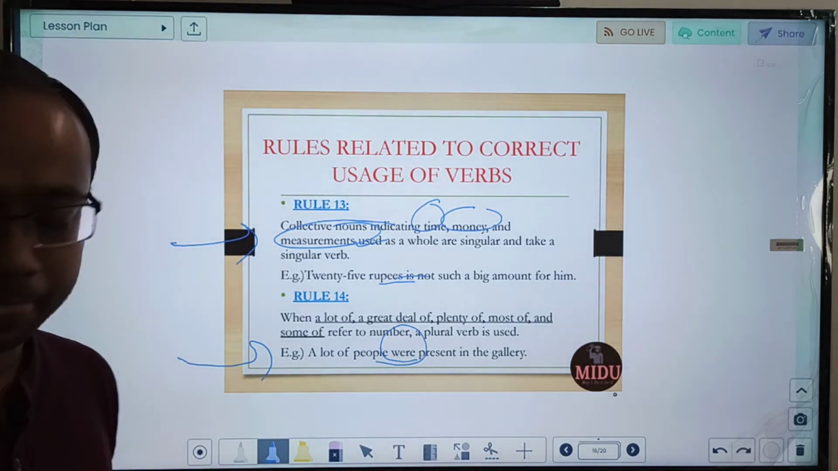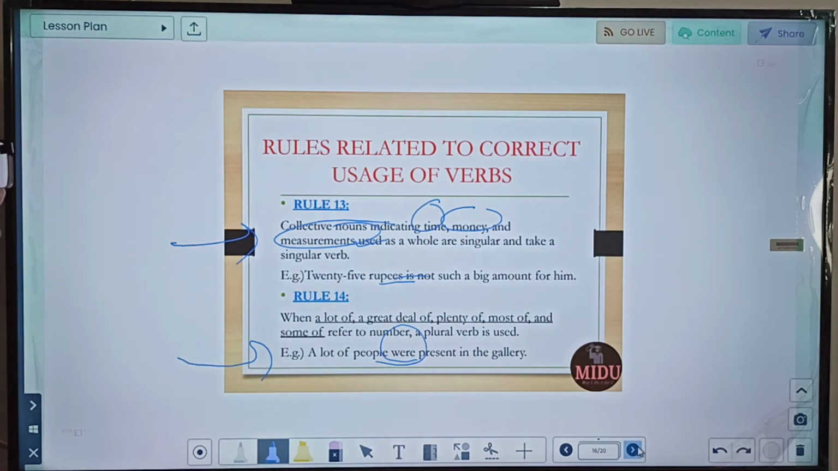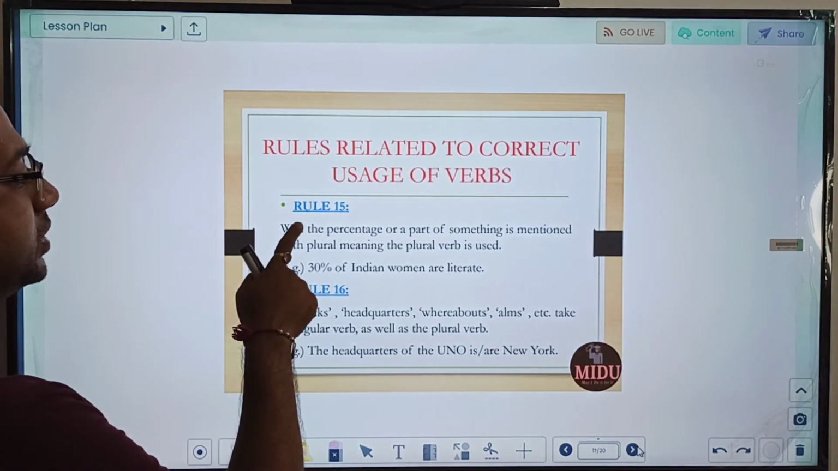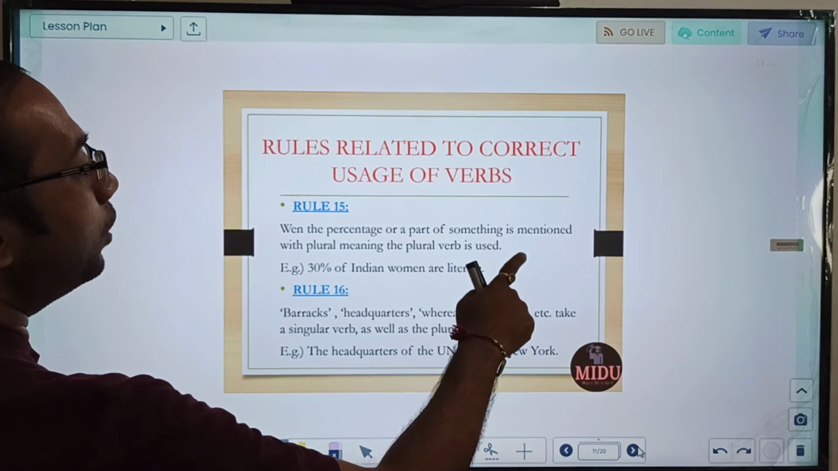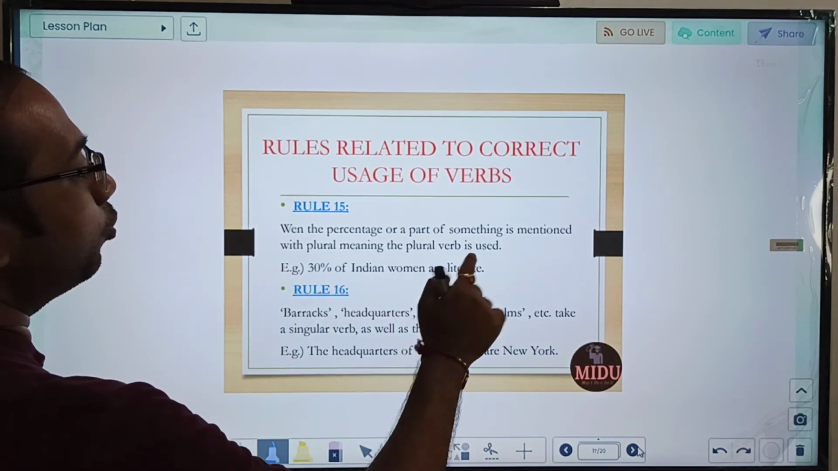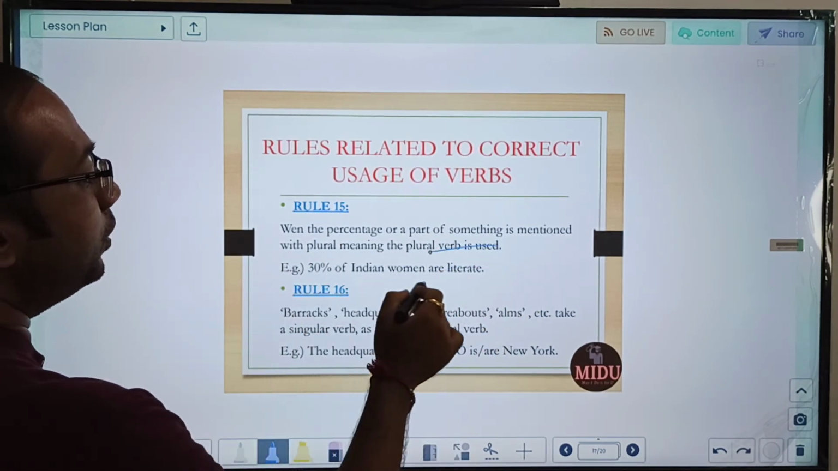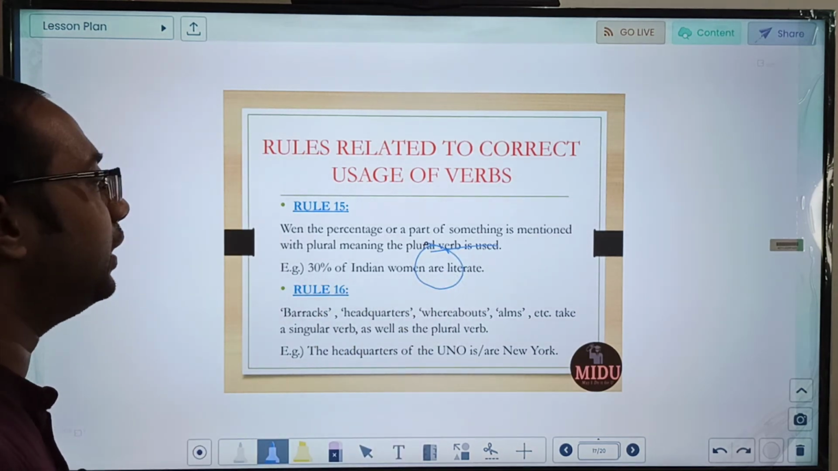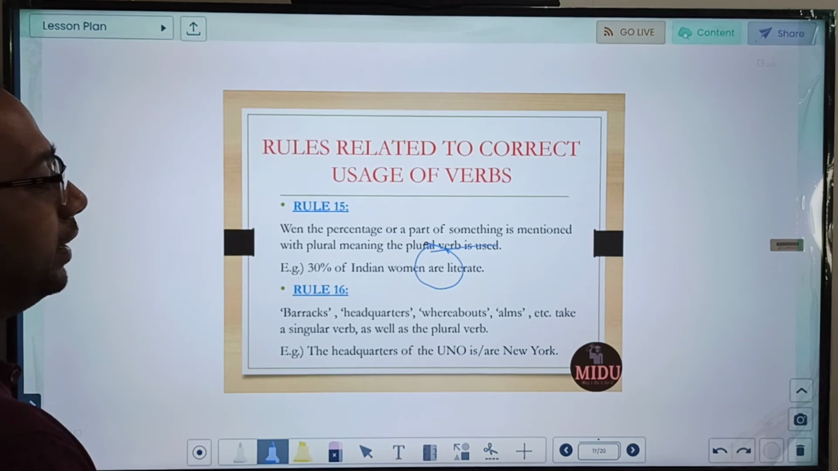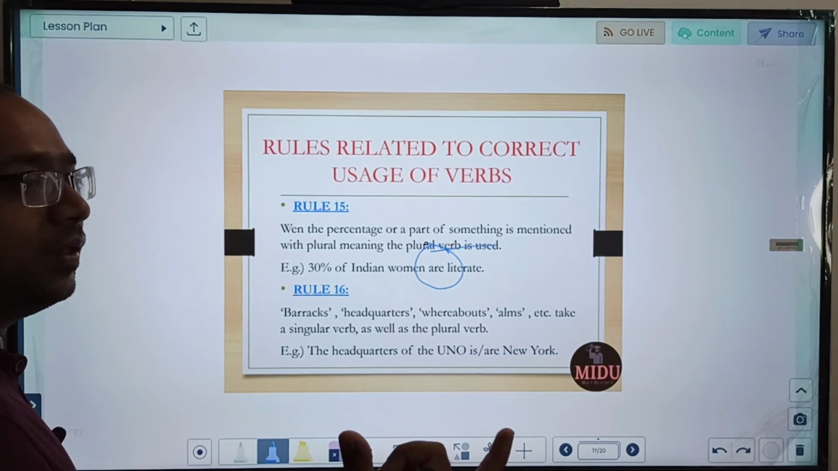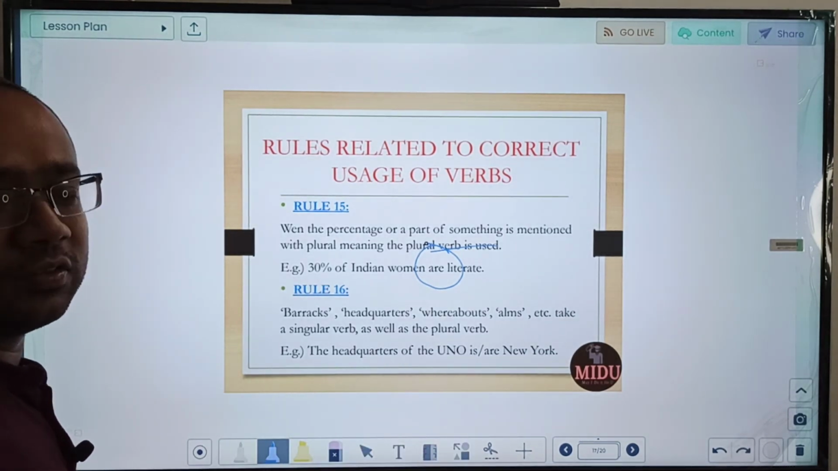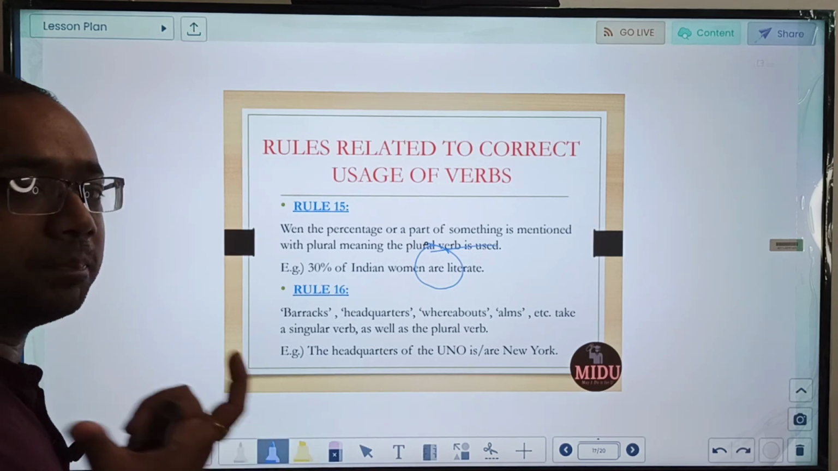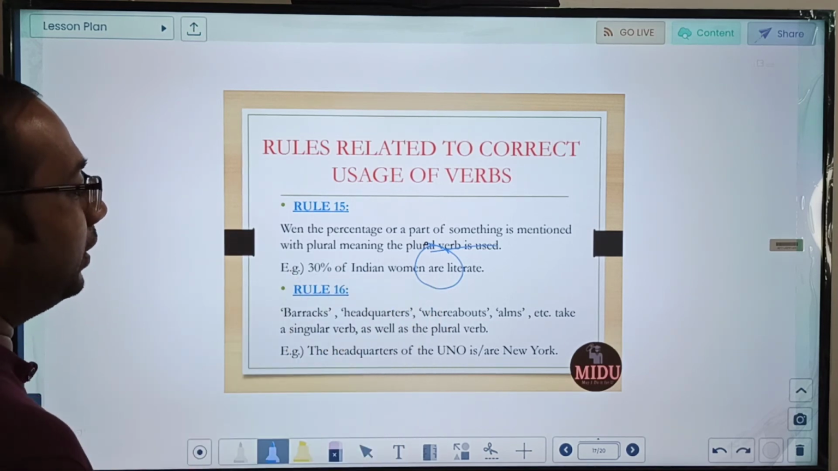So our next rule, rule number 15, states that when the percentage or a part of something is mentioned with plural meaning, the plural verb is used. So, 30% of Indian women are literate. So this is something plural in meaning. 30% of Indian women means a plural number, right? Whatever the women population is, 50 crore, 60 crore, 30% of that. So that is a number. So that will be are literate.